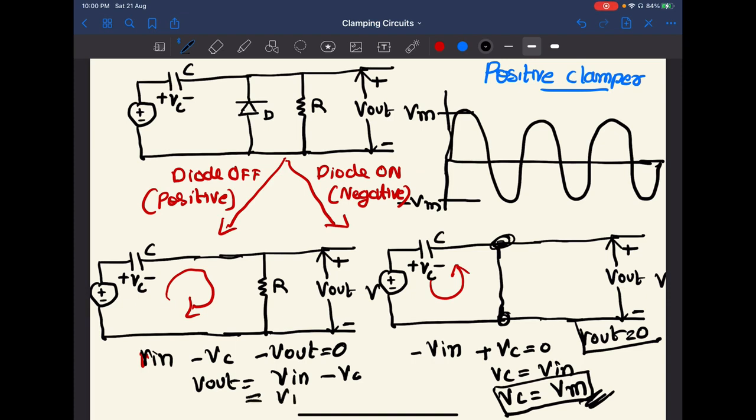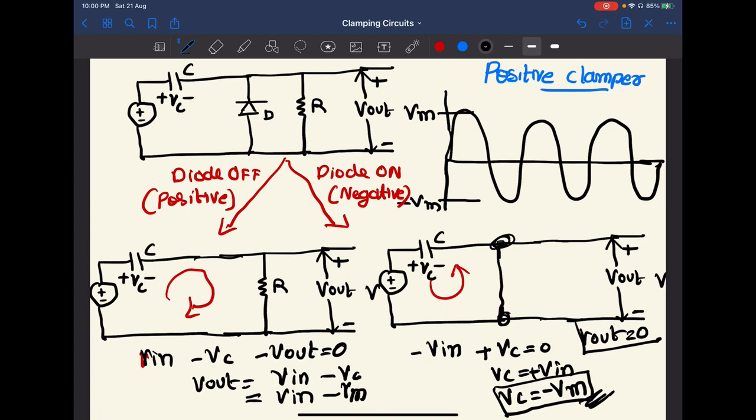So it is V in minus Vm. Okay, minus Vm. Now here it is Vc equal to minus Vm. Here it is minus Vm, okay. As Vc equal to V in itself, but the capacitor will be charged to a negative value.